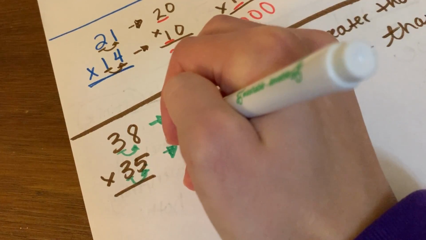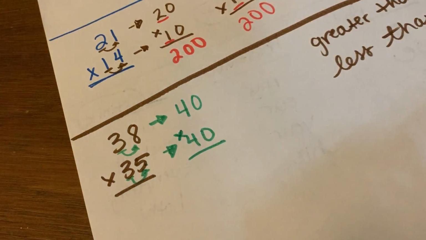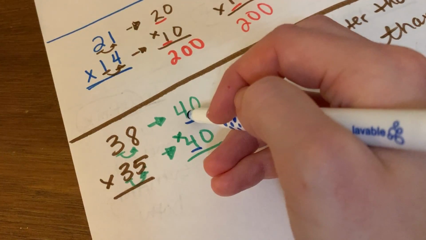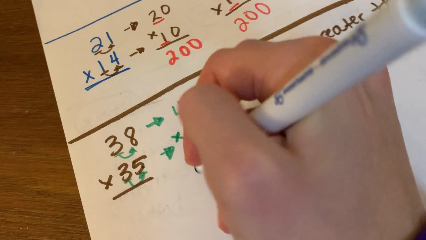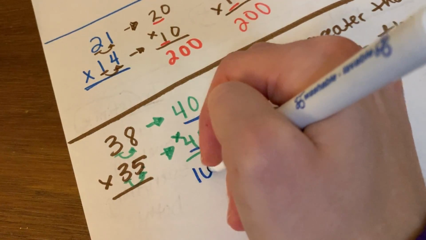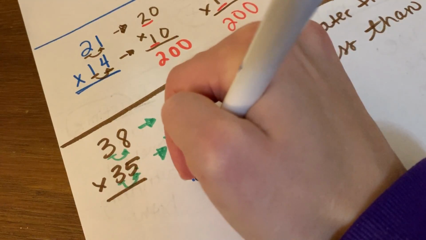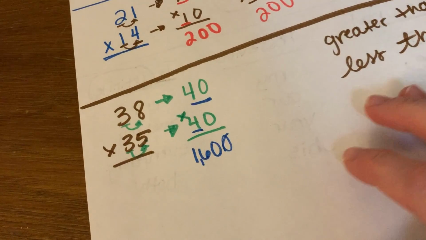I have 40 times 40. I'm going to think about this as 40 times 4. So I've got 4 times 4, which gives me 16. And I'm going to tack on 2 zeros. And I'm going to get 1,600.